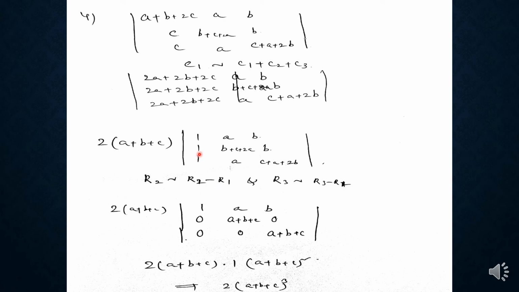That means 1 minus 1, 0. b plus c plus 2a minus a, that is a plus b plus c. b minus b, 0. Now similarly R3 changes to R3 minus R1. Here R1 is constant. So 1 minus 1, 0. a minus a, 0. c plus a plus 2b minus b is a plus b plus c. So here two elements become 0.